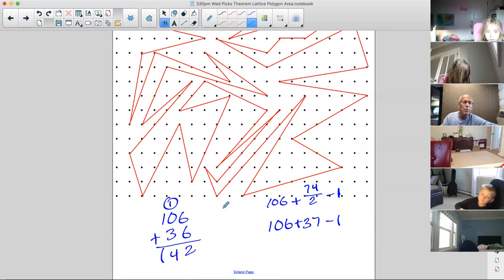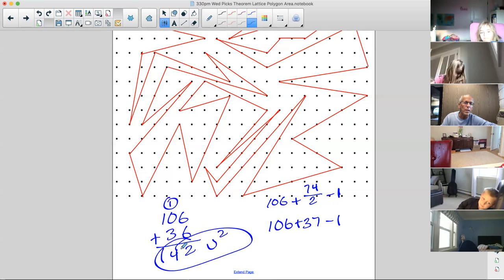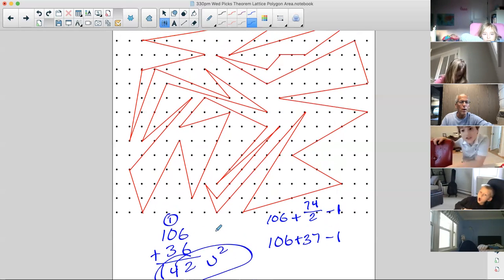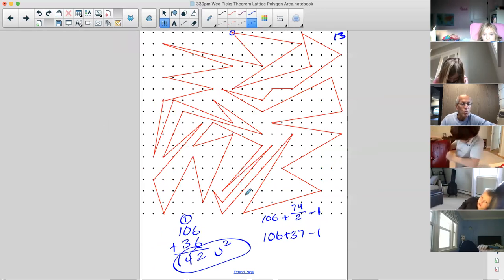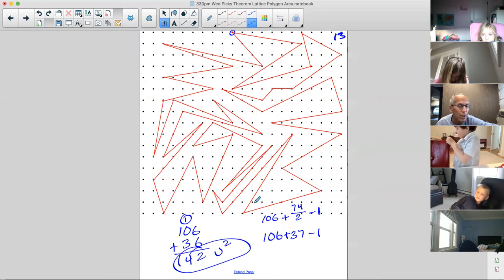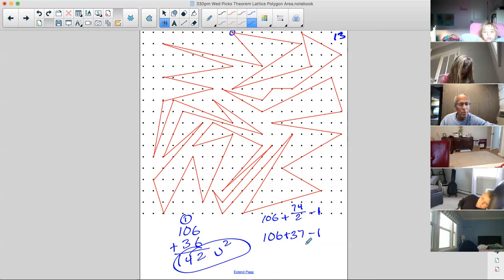So I will tell you guys, Mr. Kramer got 142 square units for mine. And what did you get? 110. You got 110 interior dots. Now you have to add half of the perimeter dots and then subtract 1. I didn't do that. Great. Maybe 110 was your total area.